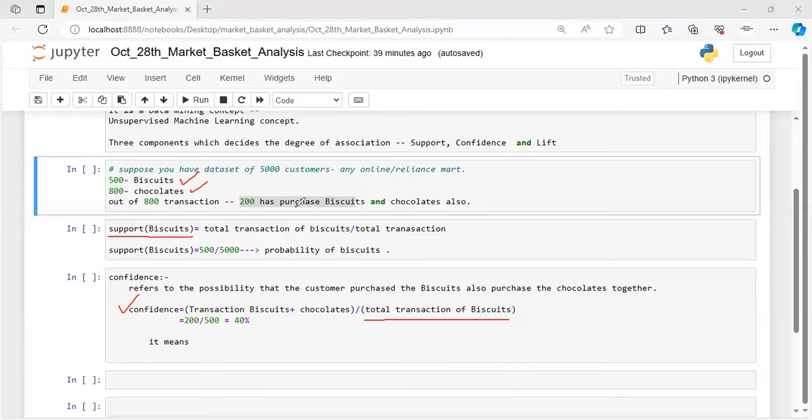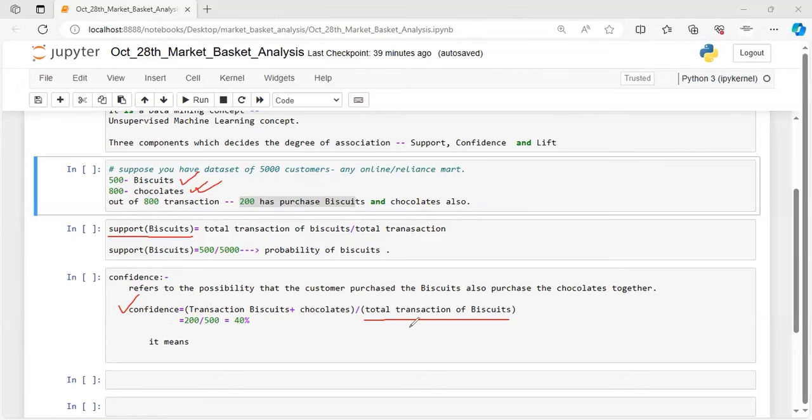200 transactions were there. But sir, you have written here total transaction of biscuit. Why not chocolate? Total transaction of chocolate. This is the total transaction of chocolate, na? Yes, in the confidence line. So the problem statement here, I guess, we are trying to find out.